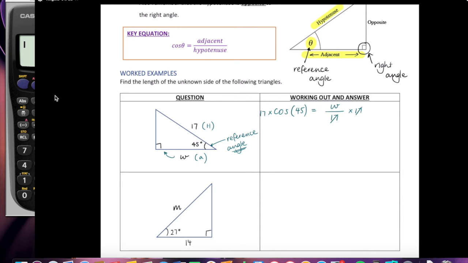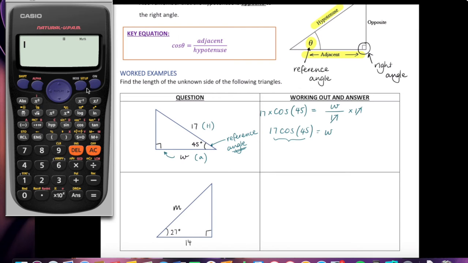So they'll divide out. So I've got 17 times cos 45 degrees equals W. Now we can type that into our calculator. So I'm just going to pull out my scientific calculator. Again, making sure that your calculator is in degrees mode and not radians.